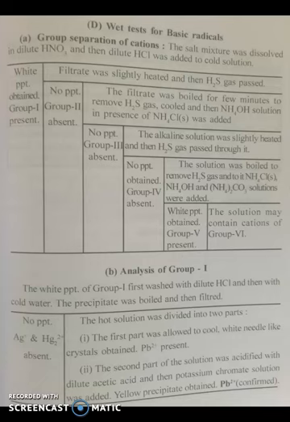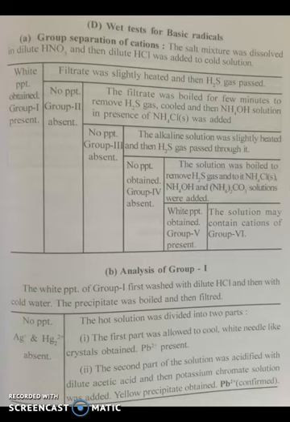Then the solution was boiled to remove H2S gas and to it ammonium chloride, ammonium hydroxide and ammonium carbonate solution were added. White precipitate obtained, group 5 present. The solution may contain cations of group 5. This is group 6. This is a very important table. You should write it in your practical notebook.